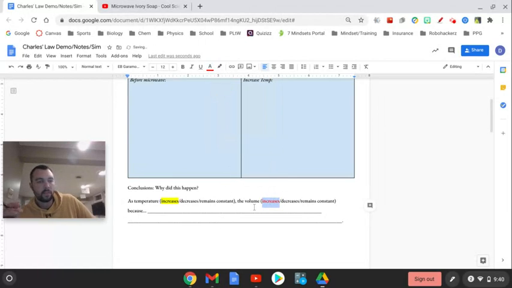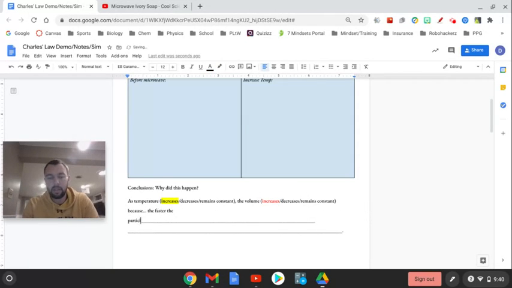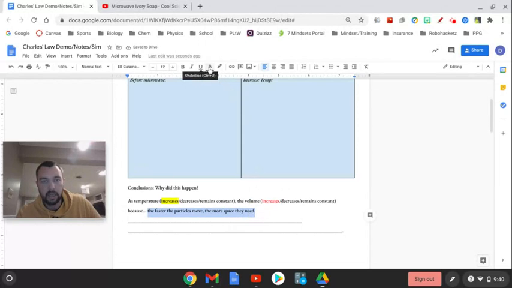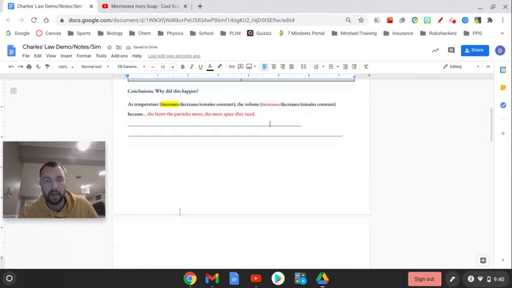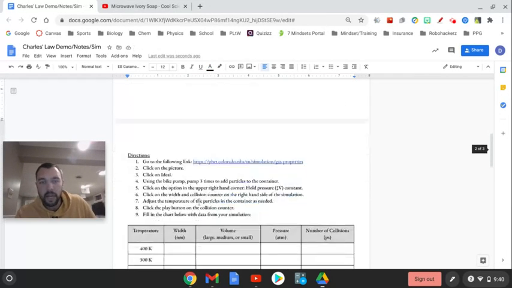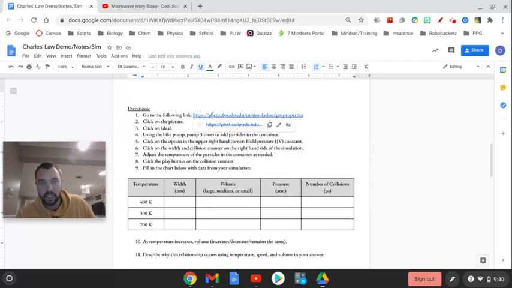All right. So as we heat something up or make it warmer, the volume gets bigger. The particles need more space because, and this is what I was saying before, the faster the particles move, the more space they need. Whoopsies, I spelled need wrong. Okay, and then I'm going to highlight this, and I'll turn that red so it's easy to find for the grader, which should be me. All right, so now we're going to go to this simulation.